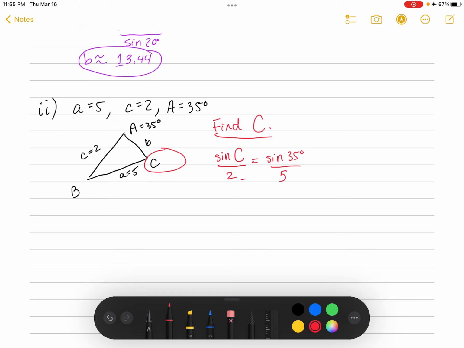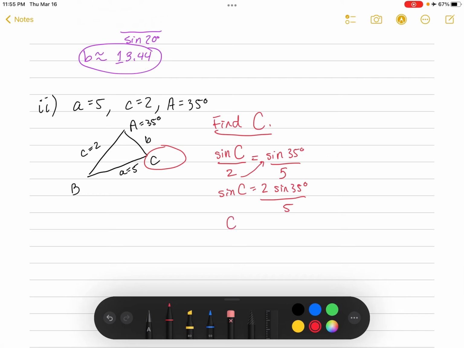To solve this, the first thing I'll do is take the 2 up to the right-hand side. So I'll get sine of C equals 2 times the sine of 35 divided by 5. Now we want to get C by itself, so I'm going to get rid of the sine on the left-hand side and bring it to the right-hand side. It becomes the sine inverse. So C is sine inverse of 2 sine of 35 degrees over 5.